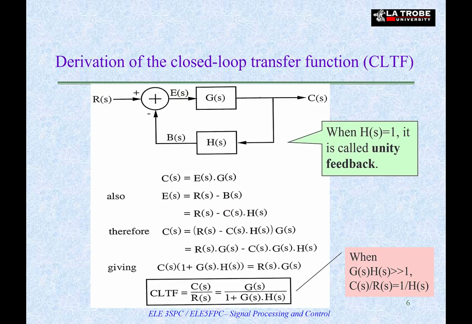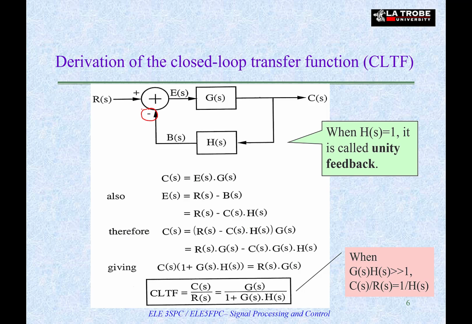Now, let's look at the derivation of the closed-loop transfer function of a feedback control system. This is a general block diagram of a negative feedback control system. When I mention the word negative, it means the negative sign here. Of course, we may also have positive feedback control system, but in this subject, we only focus on negative feedback control systems.